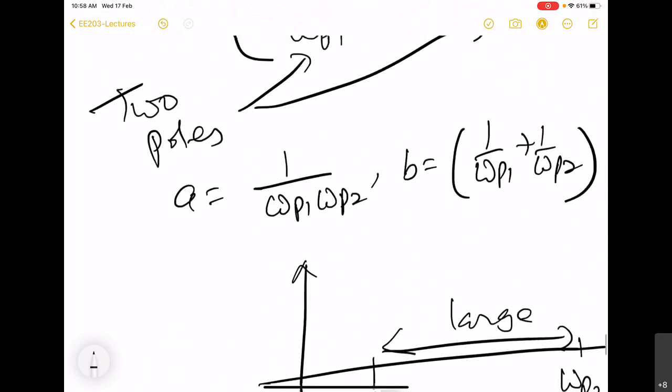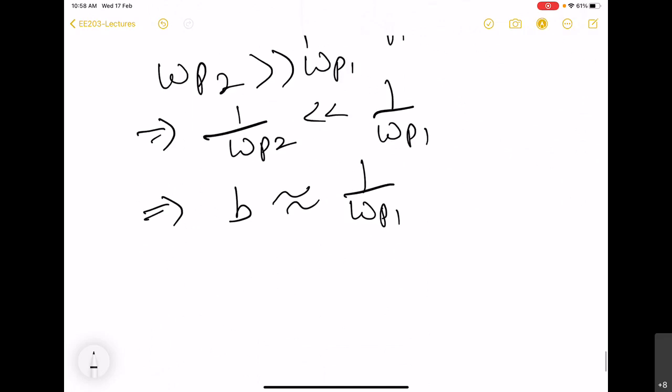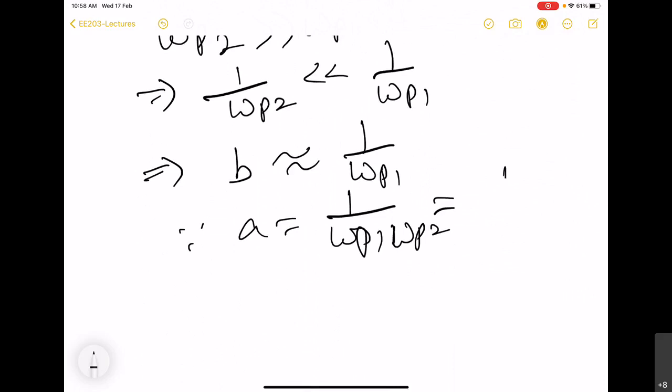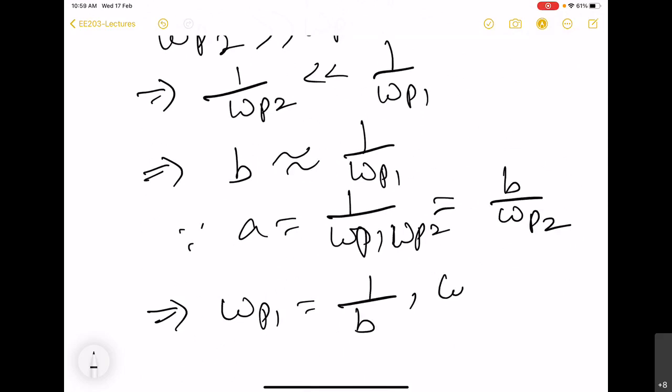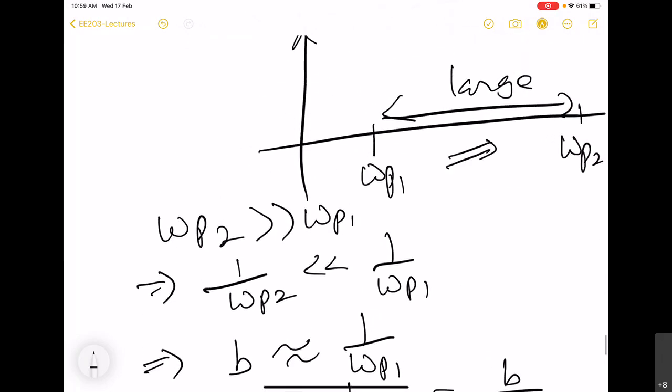So what will be the consequence of this? Now you can see that this b, which is a sum of reciprocals of two poles, gets approximated to only 1 by omega p1. So this implies the b coefficient can be approximated to 1 by omega p1. And since a is 1 by omega p1 omega p2, this becomes b by omega p2, right? So what it says is that the first pole is going to be approximately 1 by b, and the second pole is going to be b by a.